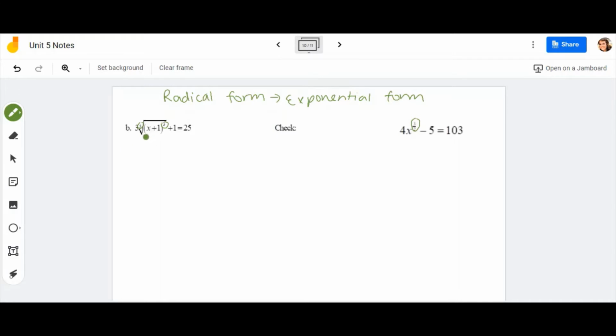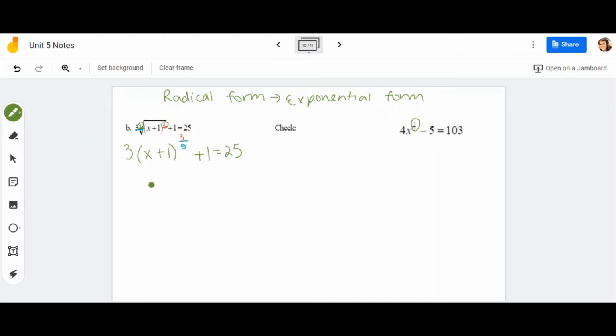So the first one I noticed has a radical, so I'm going to convert it to exponential form. So I have that 3 in front, I'm just copying down, and then I have x plus 1. Well, remember my index, that 5 as my index right here, that becomes my denominator, and then the power on the inside, that 3, becomes my numerator in the exponent. And then I have plus 1 equals 25.